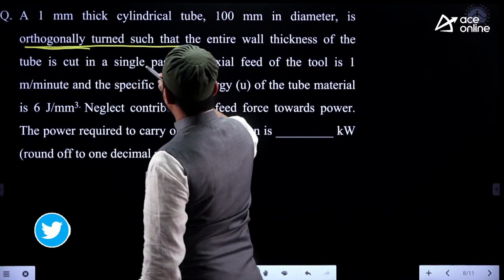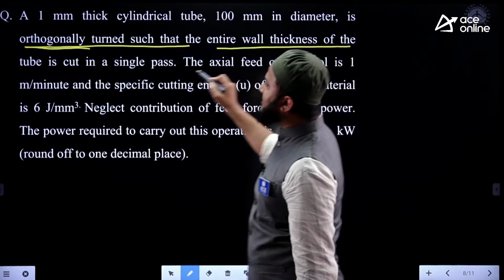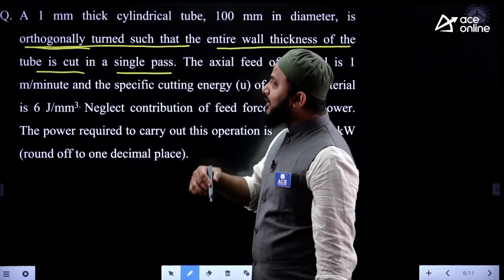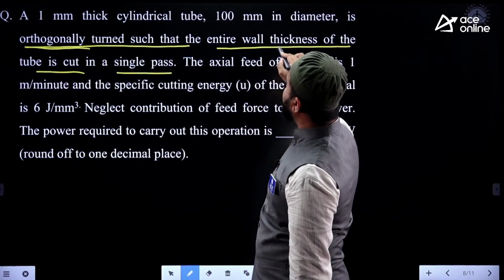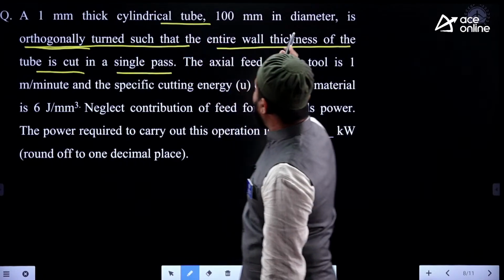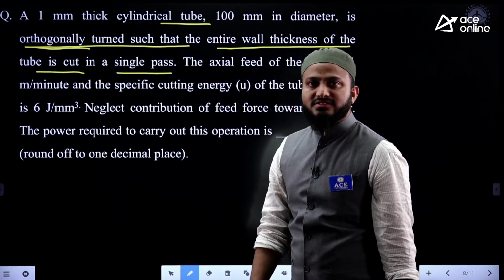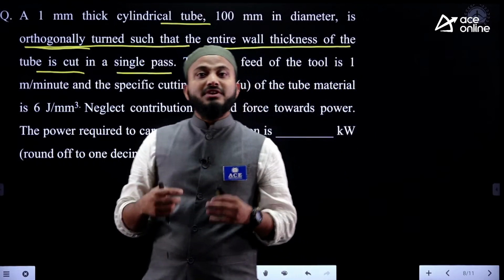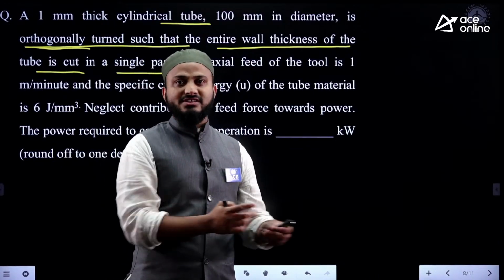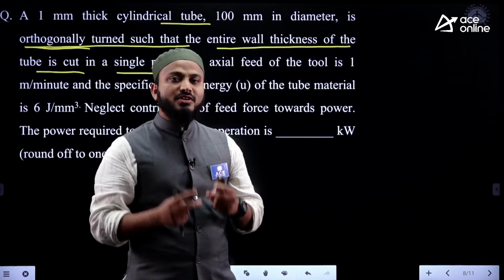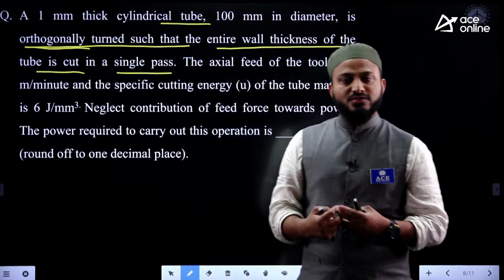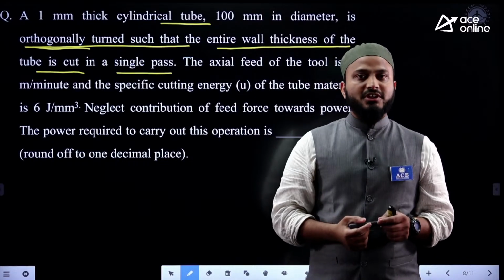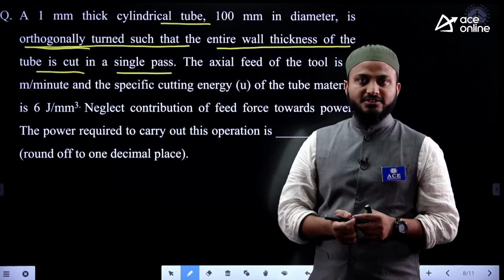orthogonally turned such that the entire wall thickness of the tube is cut in a single pass. So orthogonal turning is mentioned. But a person should have an idea of what they are saying. They are saying a cylindrical tube, where the entire wall thickness of the tube is cut in a single pass. People don't even know that practically we are able to make the orthogonal machining experimental setup. There are two orthogonal machining experimental setups we popularly use: one is a cylindrical tube turning and the other is a disc turning operation.